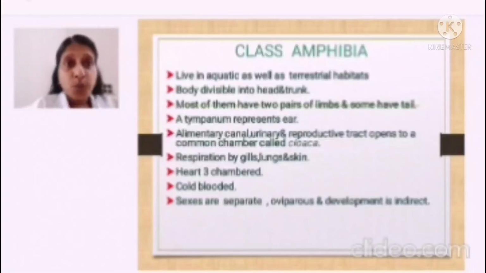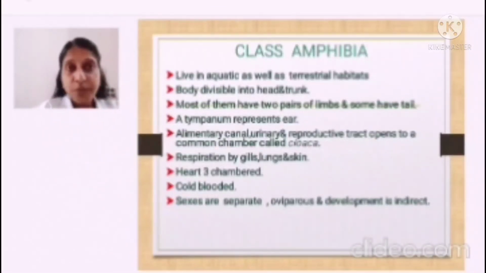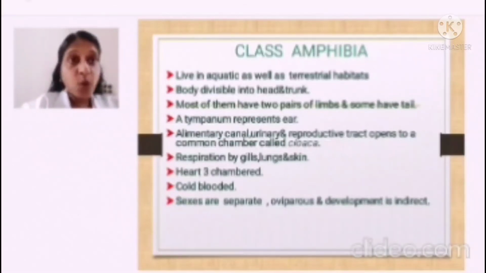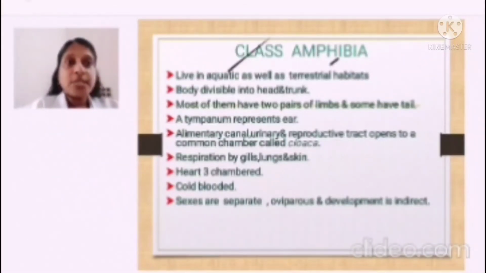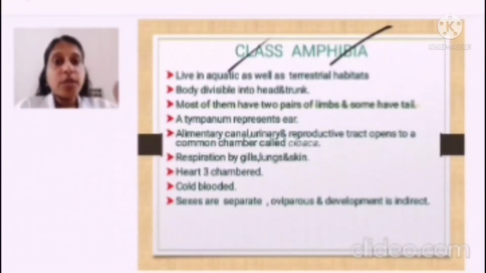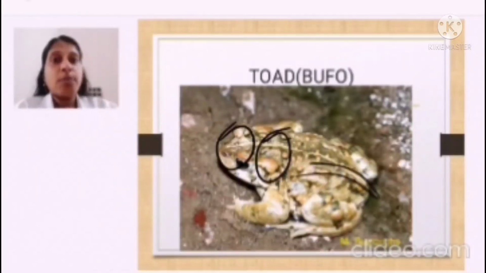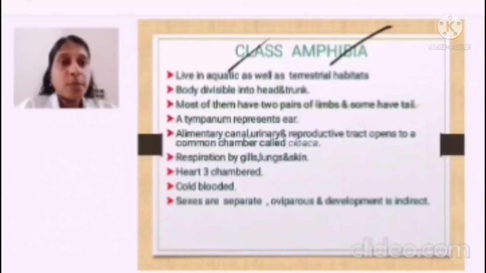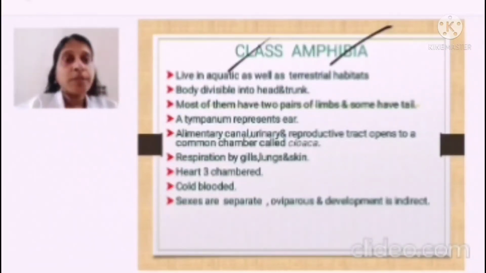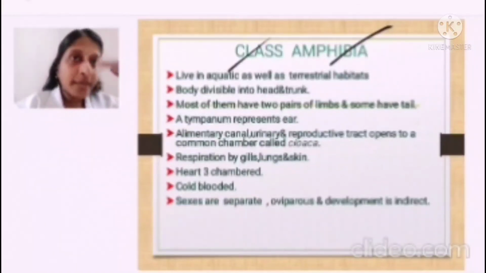Amphibia, you know, the animals which can live both in water as well as on land, we call them amphibians. Usually we use a frog as an example, right? So it lives in aquatic as well as terrestrial habitat. The body is divided into what? The body is usually divided into two, head and the trunk. The abdomen combined together with the trunk. Okay, so they are divided into head and trunk.